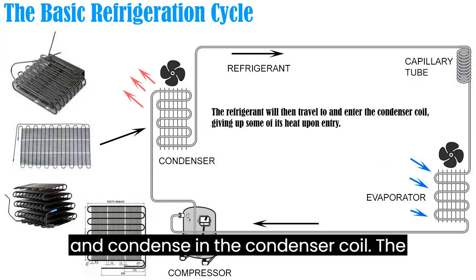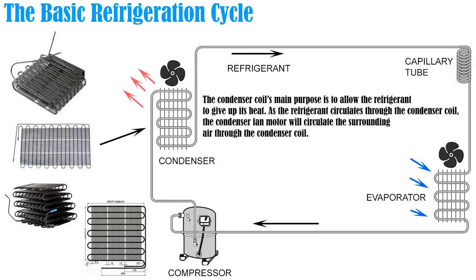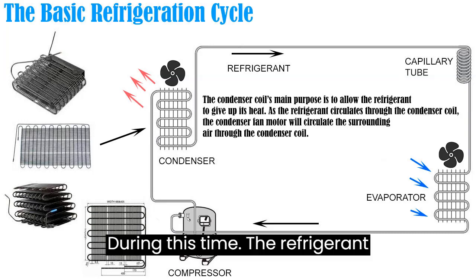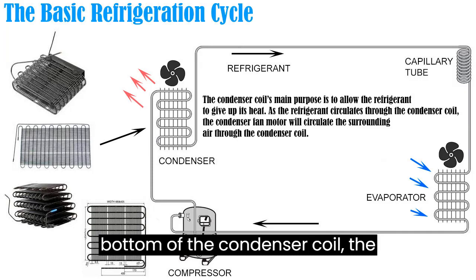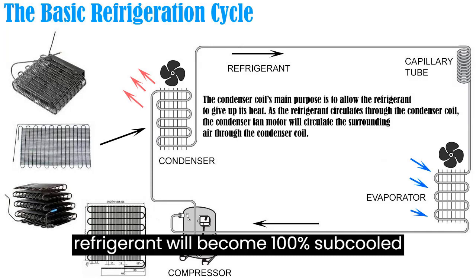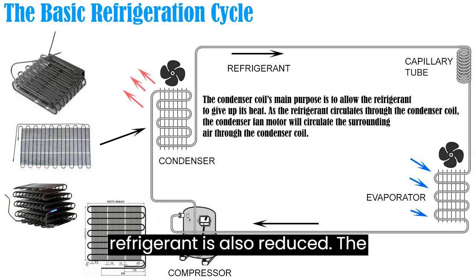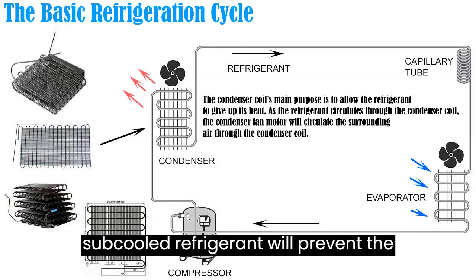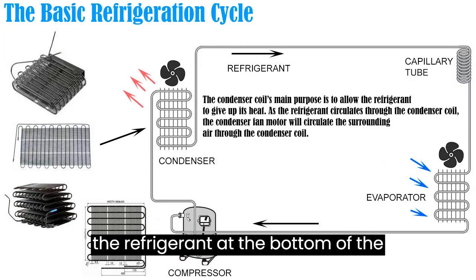As the refrigerant continues to travel and condense in the condenser coil, the liquid refrigerant increases, and the vapor refrigerant decreases. During this time, the refrigerant temperature remains stable. At the bottom of the condenser coil, the refrigerant will become 100% subcooled liquid, and the temperature of the refrigerant is also reduced. The subcooled refrigerant will prevent the refrigerant from boiling.